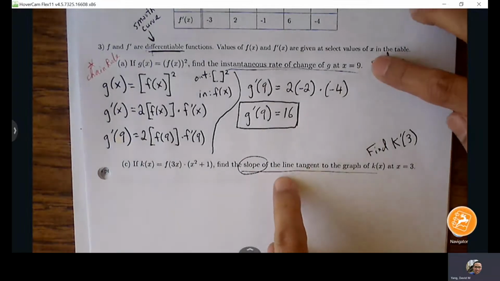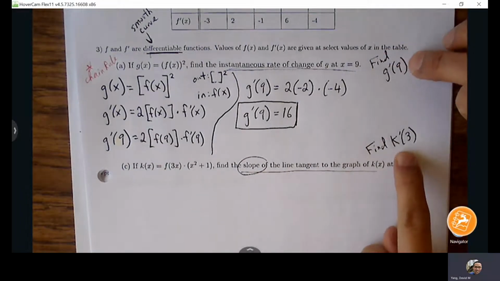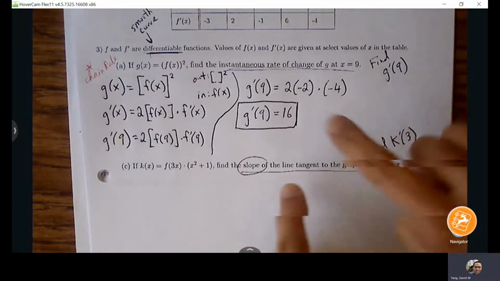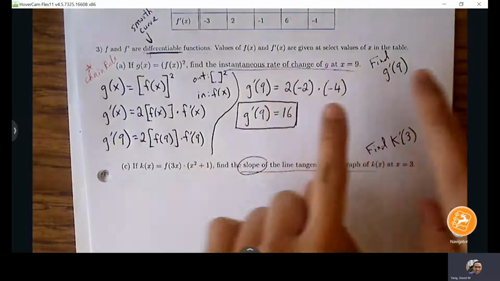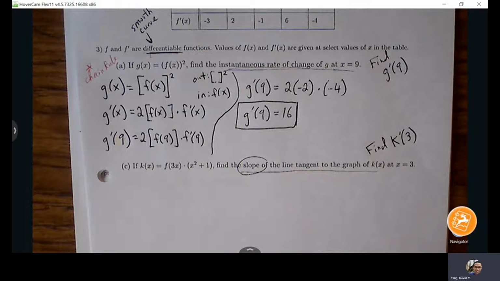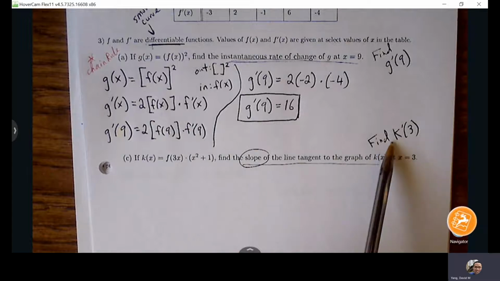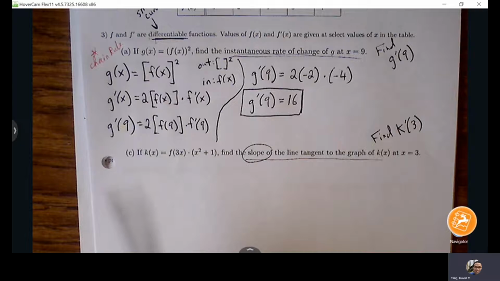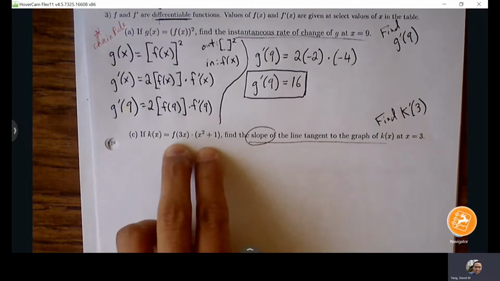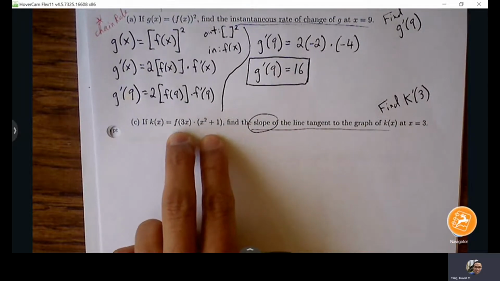Okay, so notice that both A and C are asking for the same thing, just worded differently. So instantaneous rate of change, slope of the tangent line, they all refer to find the slope, find the derivative at a point. All right, so before we find k prime of 3, we first have to find k prime of x. To find k prime of x, look at how this function is given to us. Okay. What's involved here if we want to find the derivative?